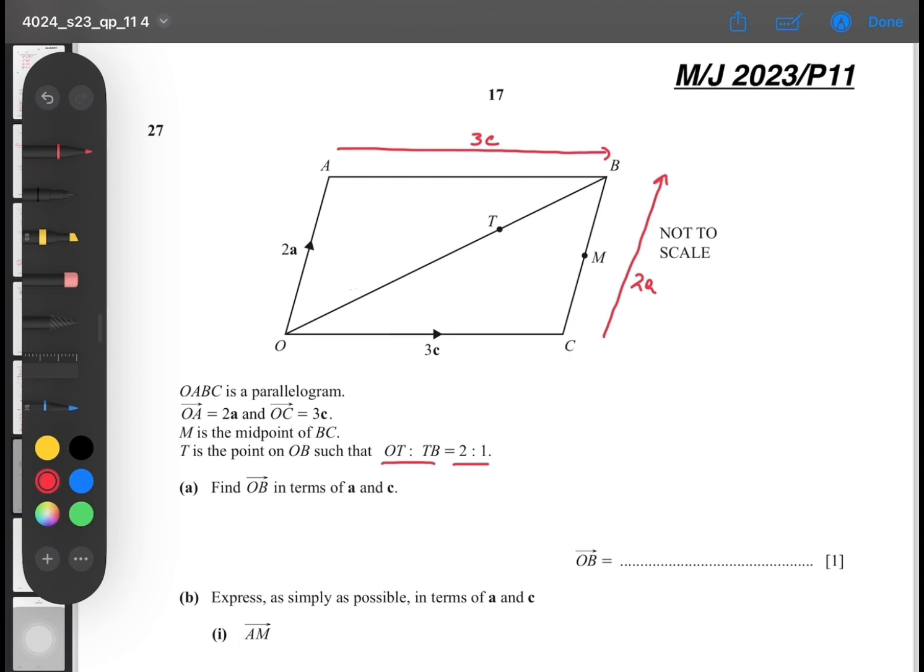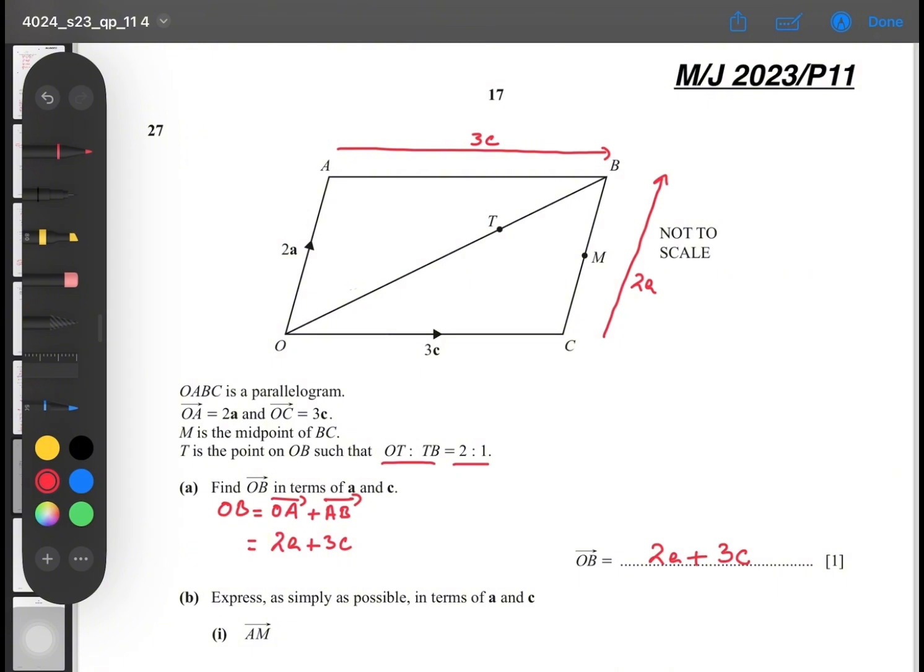First of all, OB, I'll break OB in terms of OA plus AB. So OA is 2A and AB is 3C. So the answer is 2A plus 3C. Part B. Express as simply as possible in terms of A and C.